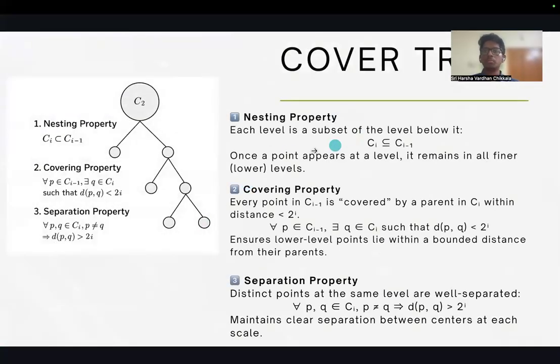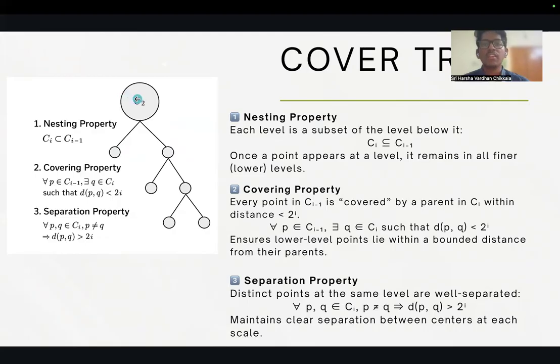So here come the main concepts of the cover tree. There are three, starting with the nesting property. For each level, the level below must be a superset of the level above. What I'm trying to say is, suppose we have the value C1 at this level and C2 at this level. Then the value C2 must be carried to the next level also. This is what the nesting property means.